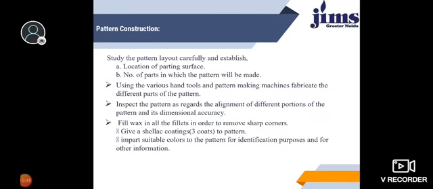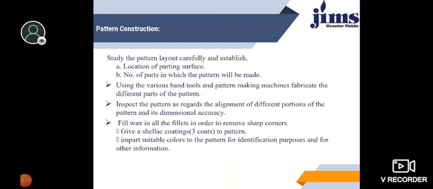Next, study the pattern layout carefully and establish the location of the parting surface and the number of parts in which the pattern will be made. Next, using various hand tools and pattern making machines, fabricate the different parts of the pattern. Next, inspect the pattern with regard to the alignment of different portions of the pattern and its dimensional accuracy.